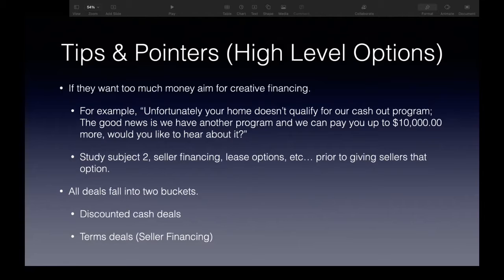And it's still a win-win for the both of you. So back to the creative financing, all deals fall into two buckets. There's no such thing as a bad deal. The first bucket is discounted cash deals where you give cash offers. And the other bucket is terms deals where we're talking seller financing, subject to, and lease options.